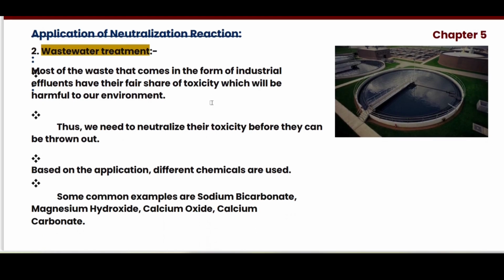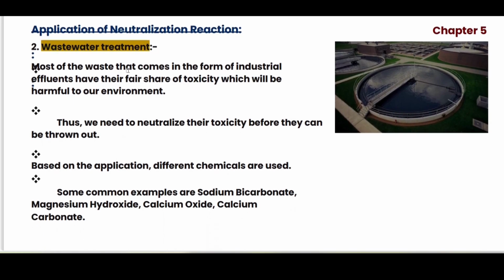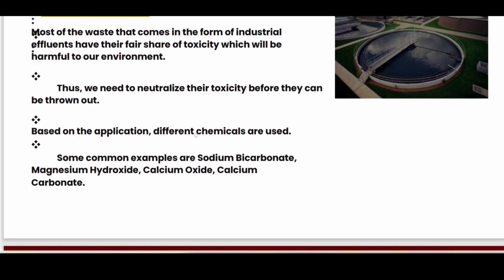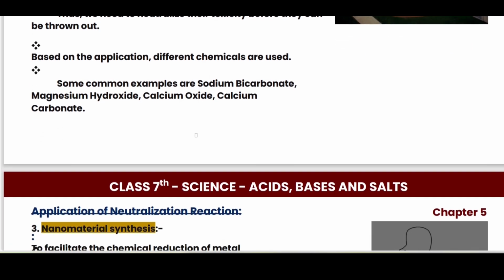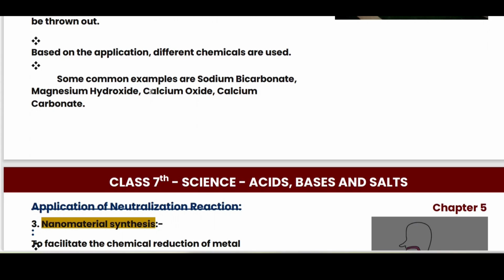Then we can use it in wastewater treatment. Most of the waste that comes in the form of industrial effluent have their fair share of toxicity. अब देखते हैं कि जो इंडस्ट्रियल इन्फ्लुएंस होते हैं वो क्या करते हैं, बहुत ज्यादा टॉक्सिक हार्मफुल सब्सटेंसेस को एनवायरमेंट में देते हैं। Thus we need to neutralize the toxicity. तो उनकी टॉक्सिसिटी को हमें क्या करना पड़ता है, न्यूट्रलाइज करना पड़ता है, ताकि वो हमारे एनवायरमेंट को हार्म ना कर सकें। So for this we can use this neutralization reaction. Based on the application, different chemicals are used. For example, we use sodium bicarbonate, magnesium hydroxide, calcium oxide, and calcium carbonate also.